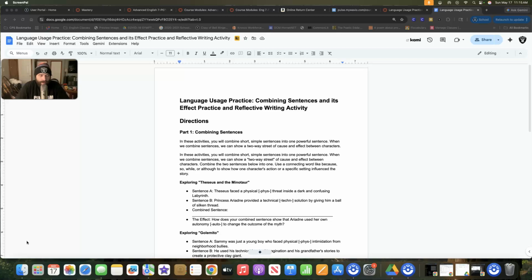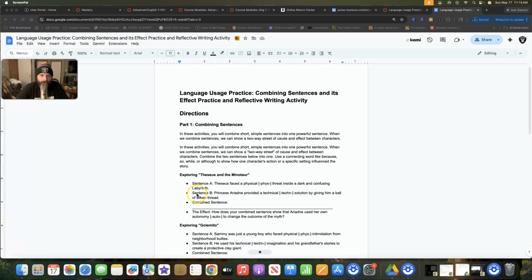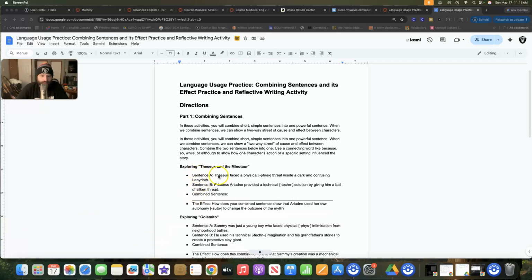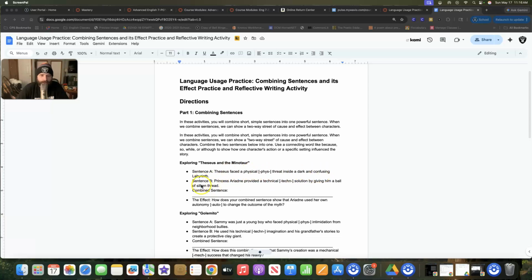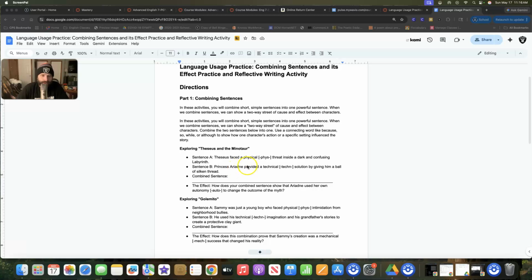Hey everyone, so at this point I like to think that we have done enough sentences that this should be pretty self-explanatory, but you have two sentences, A and B. Theseus faced a physical threat inside a dark and confusing labyrinth, and Princess Eurydice provided a technical solution by giving him a ball of silken thread.